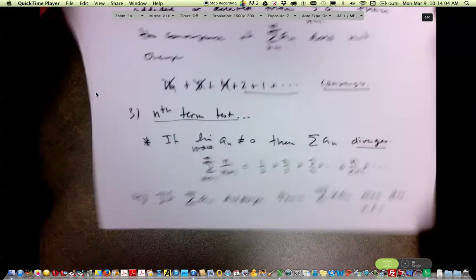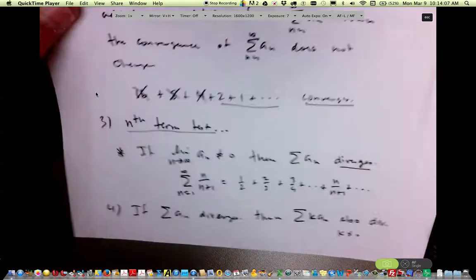Okay, so what we're going to be doing through this chapter is building up a toolbox for determining whether or not series are going to converge or diverge. So far, the tools that we have are geometric series, where a common ratio between -1 and 1 converges. We also just saw the nth term test: if the nth term does not go to 0, then the series diverges.